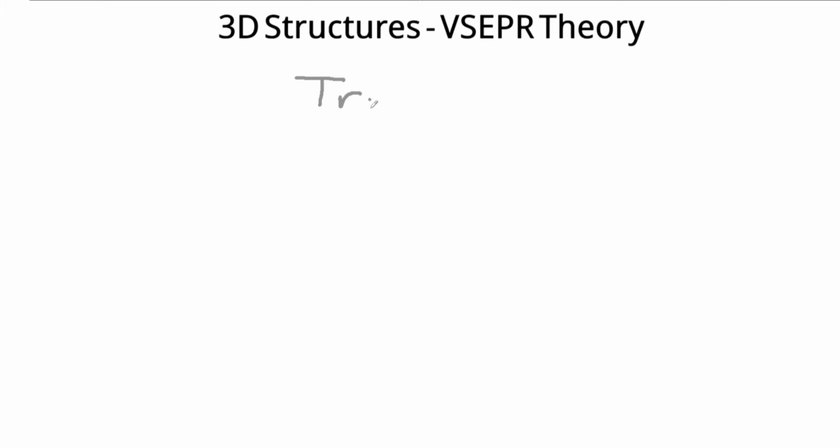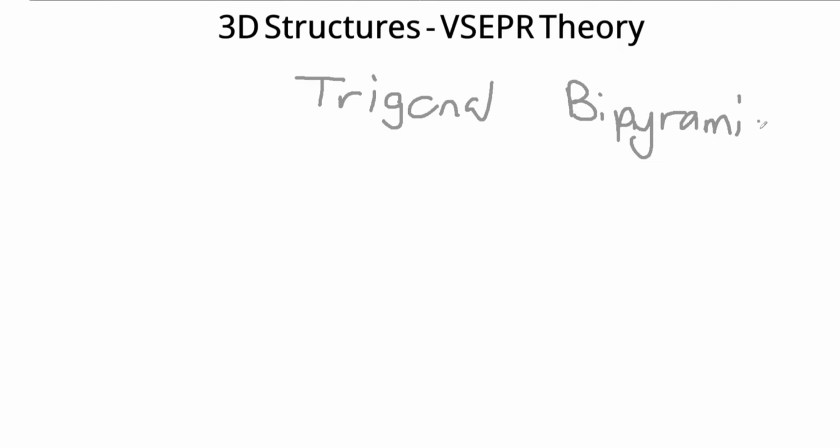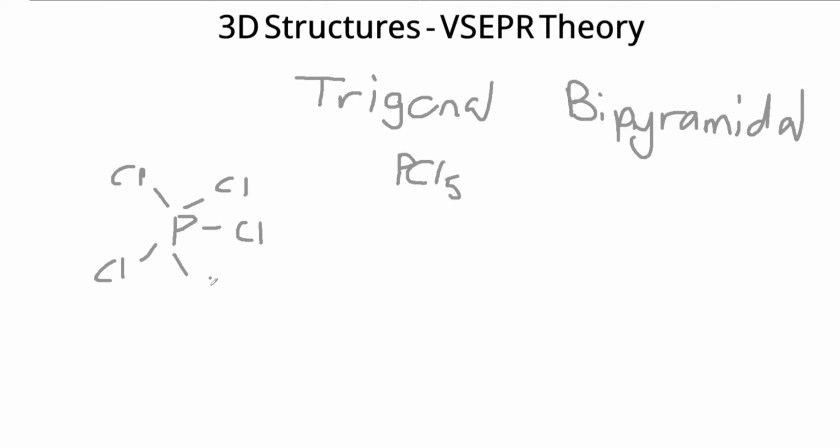Now the next one is trigonal bipyramidal. Trigonal bipyramidal occurs when the central atom is bonded to five elements. An example is PCl5. So you have phosphorus in the middle and it'll be bonded to five other molecules. Now, phosphorus would have no lone pairs because the Lewis structure would be like this. The VSEPR structure for trigonal bipyramidal, you would draw three normal bonds.